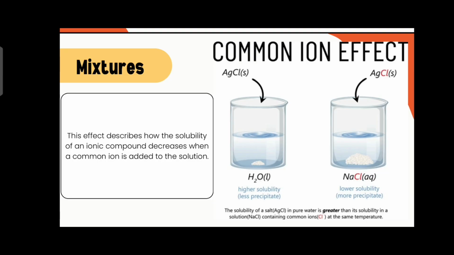For example, on this side, silver chloride dissolves more in pure water, with less precipitate, than in a sodium chloride solution, since both have common ions. Solubility is lower and more precipitate forms.